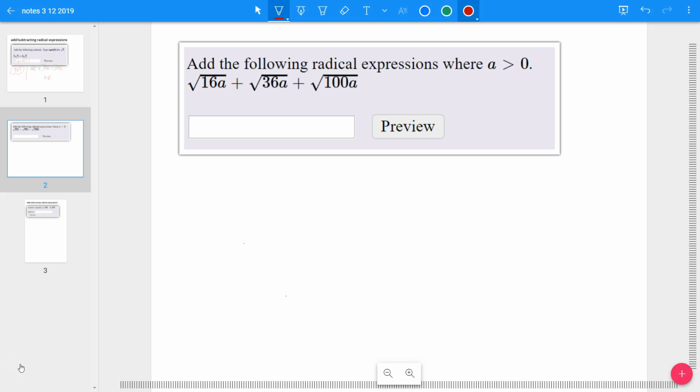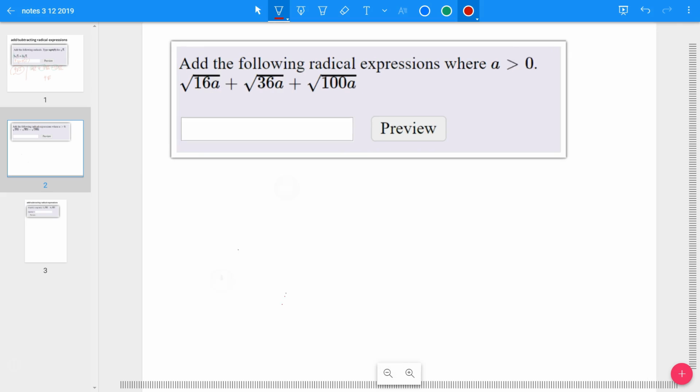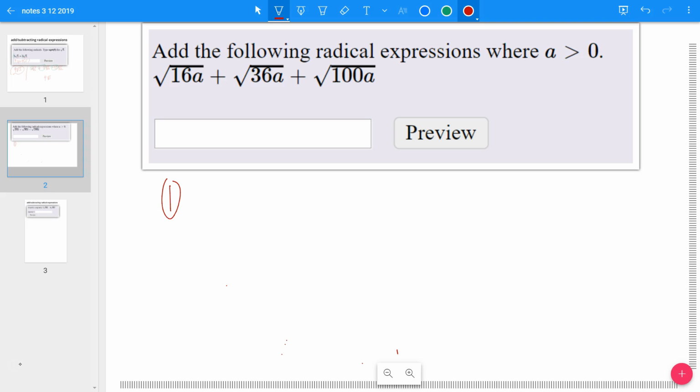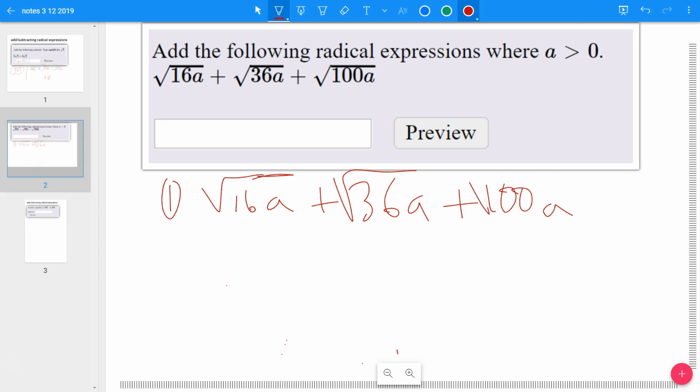Another example, it says add the following radical expressions where a is greater than 0. The fact that it says a is greater than 0 is not too important for our purposes. What is important is the following. We have the root of 16a plus the root of 36a plus the root of 100a. The first thing to observe is that 16a, 36a, and 100a are all different. So you can't just add these and get some kind of composite quantity. You need to make the root parts look the same.